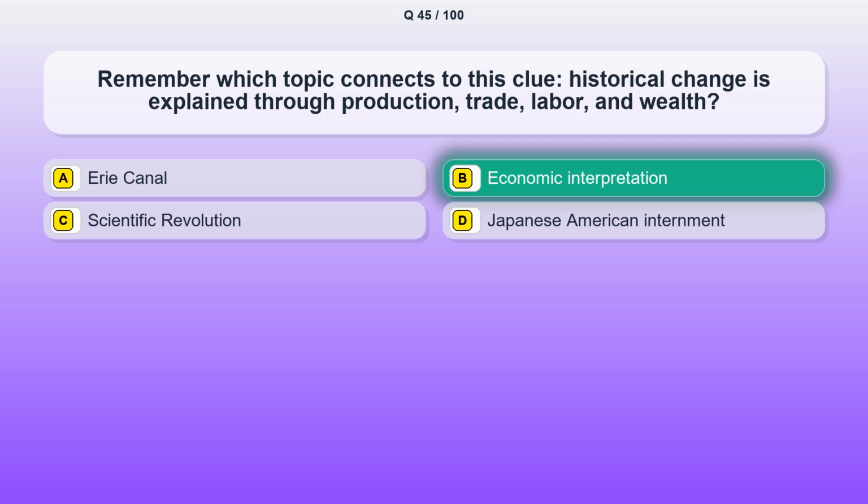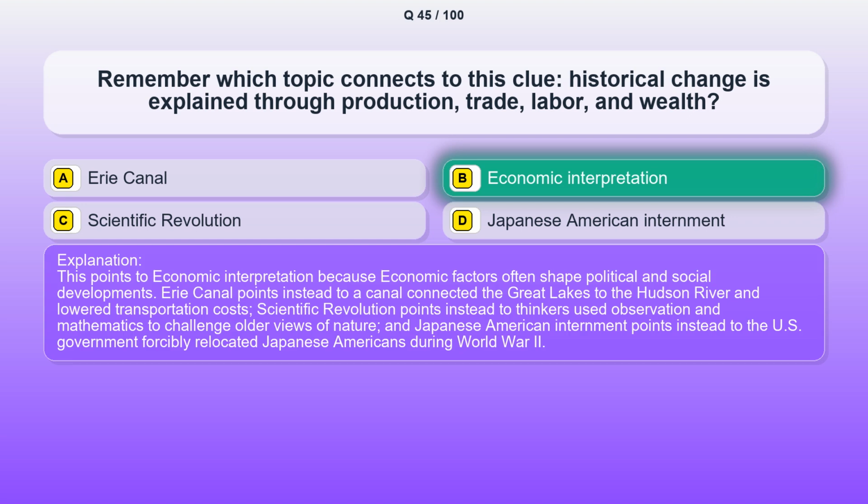The correct answer is option B, economic interpretation. This points to economic interpretation because economic factors often shape political and social developments. Erie Canal points instead to a canal connected the Great Lakes to the Hudson River and lowered transportation costs. Scientific revolution points instead to thinkers used observation and mathematics to challenge older views of nature. And Japanese-American internment points instead to the U.S. government forcibly relocated Japanese Americans during World War II.